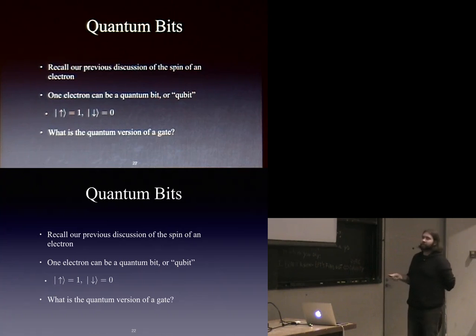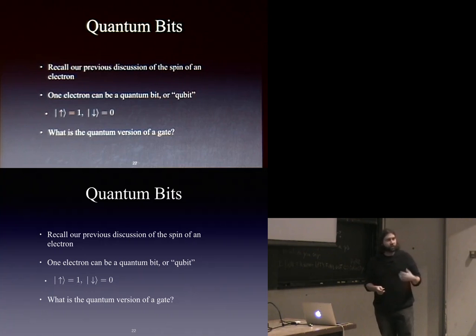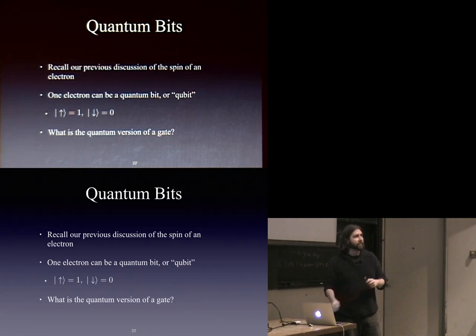So this is the basic idea: I'm going to have some quantum object, and I'm going to use that as a quantum bit, or the nomenclature is qubit, because it sounds cuter. So this is what a bit is, and a fair question is, what's the quantum version of a gate? The gates were these ways in which we can transform sets of inputs.